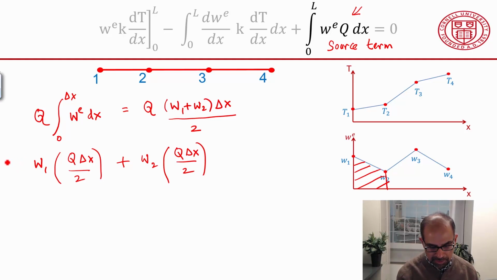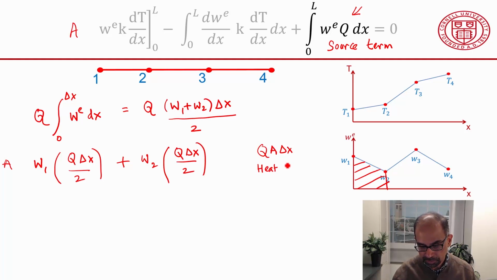If I multiply this by a, which is equivalent to multiplying this by a, in fact, that's what you would do when you do the procedure rigorously. This term, q a delta x, where q is the heat generation per unit volume, and a delta x is a volume, that's heat generated in the element. And in this case, that would be for any element because the element lengths are all the same.